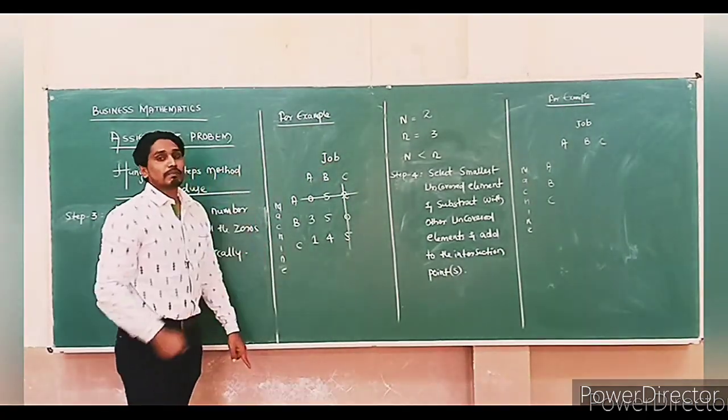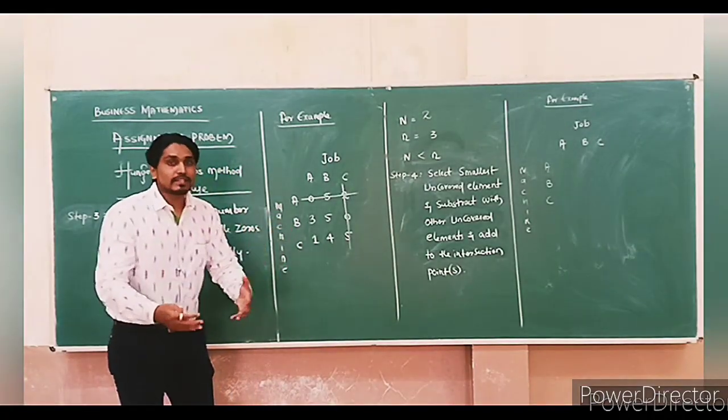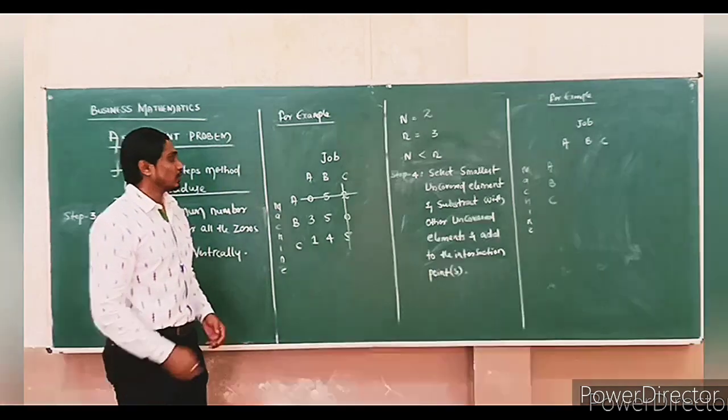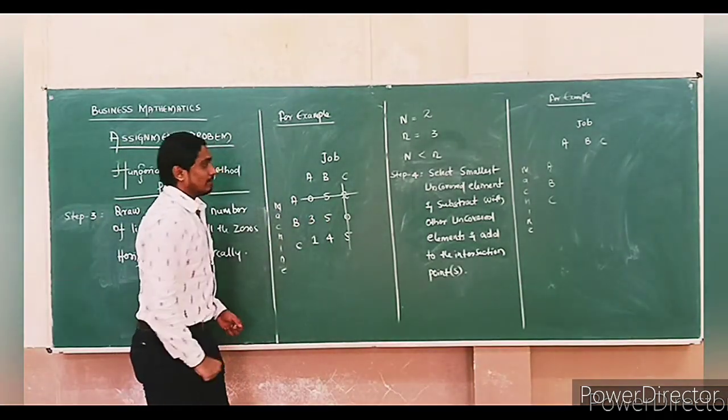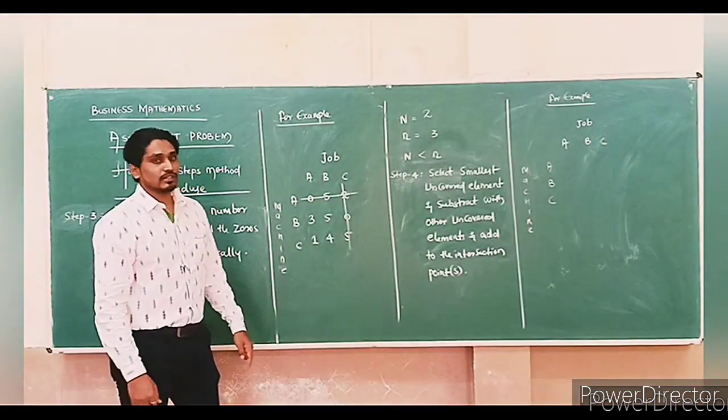I will explain you in the solution. I am just telling here covered element, uncovered element, intersection point, and just line drawn. These are the uncovered elements, these are the covered elements, and this 2 is the intersection point.